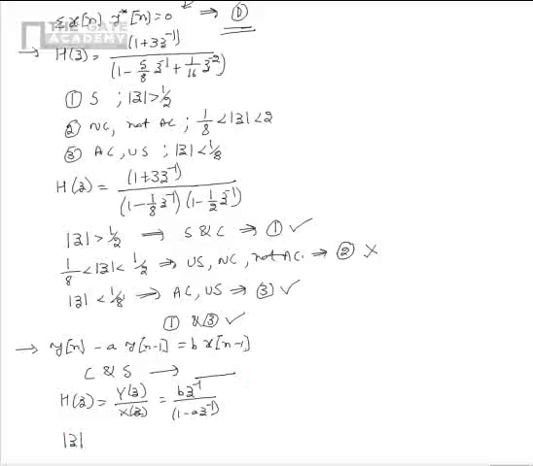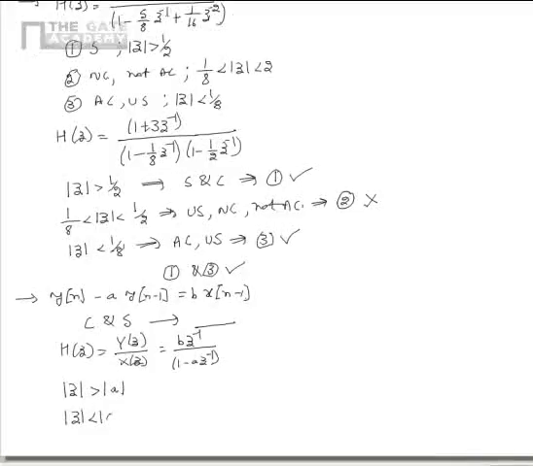So here we see that the ROCs possible are mod z greater than mod a and mod z less than mod a. But we see that the ROC mod z less than mod a is not the required one, because of the reason that the system would be anti-causal in this case. So mod z greater than mod a is a correct ROC, but for the system to be stable in this case, mod a should be less than 1. From this we see that the condition which satisfies the given requirements is mod a less than 1. So this is the required condition.